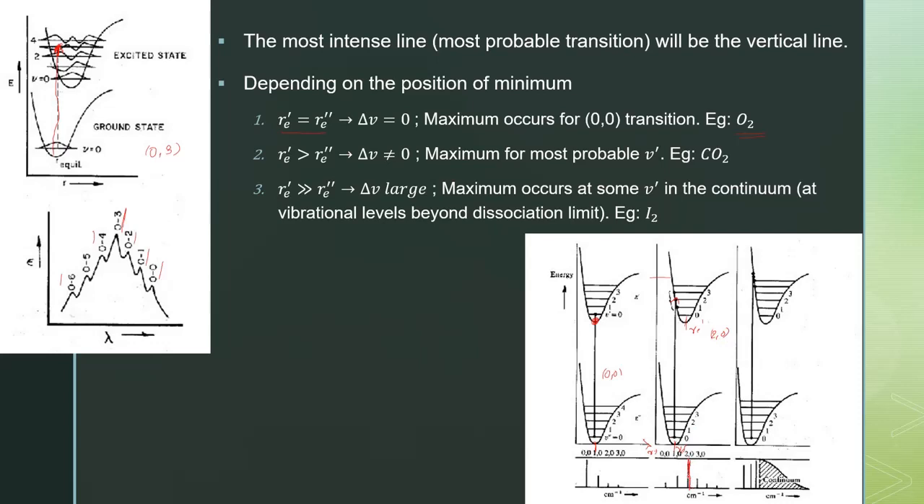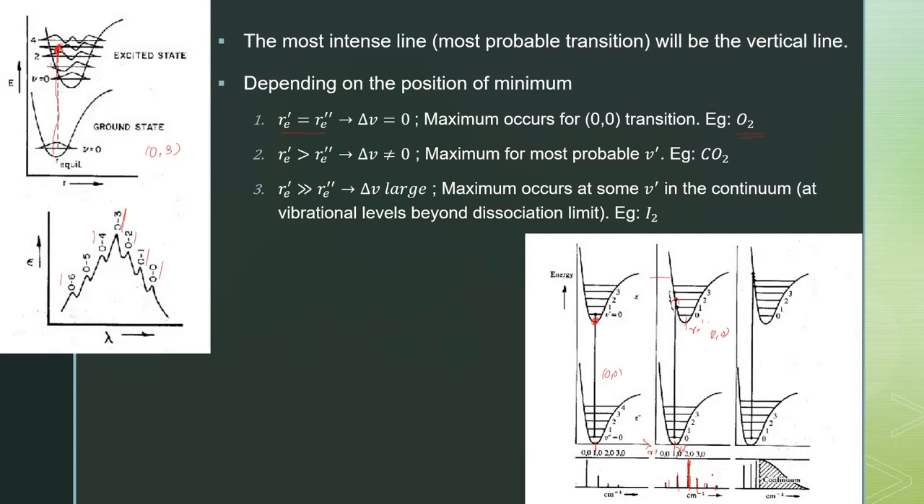Here the 2,0 transition is a highly probable one, and all other transitions such as 3,0, 1,0, 0,0, etc. All these transitions fall in the lower probable or lesser intensity. And this is the case of the carbon dioxide molecule.